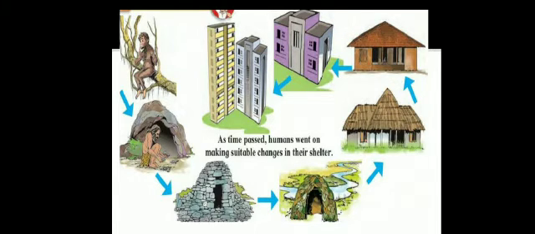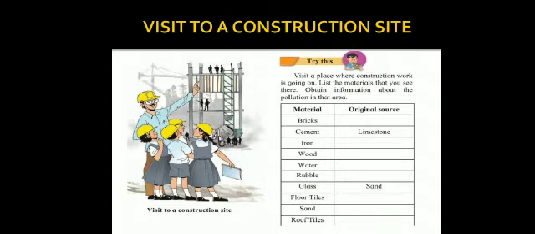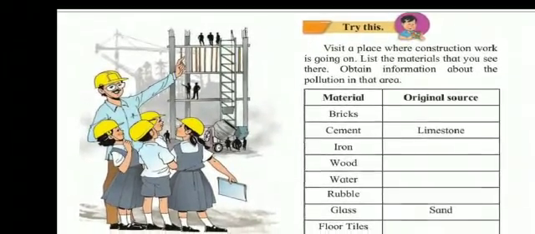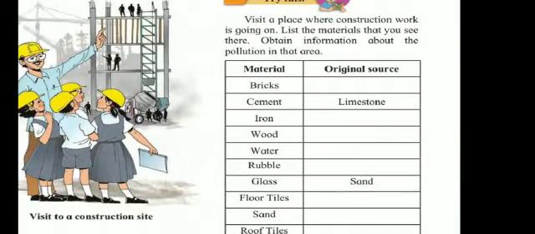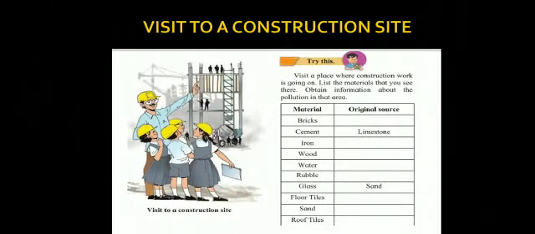Now, there is a fun activity given to you all: you are supposed to visit a construction site and list the material that you see. And you have to find out the original sources of the material available on that site. So, the first one is bricks. From where do we get bricks? What is the original source of brick? The answer to the question is mud.